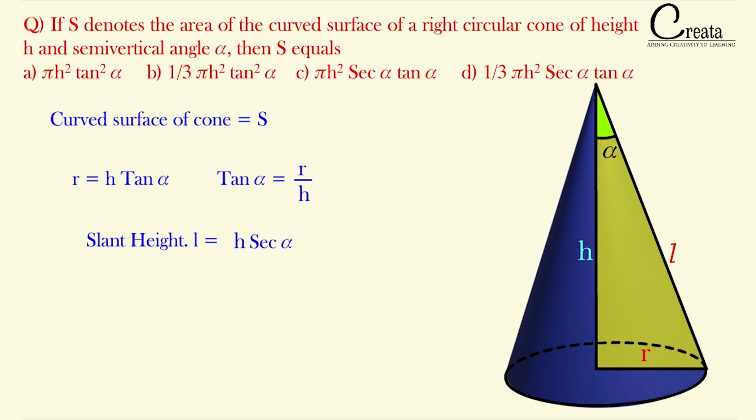And we have to calculate the area of the curved surface, that is capital S, which will be equal to pi r L. So let's put the value of r and L. We got capital S is equal to pi h square sec alpha into tan alpha. That is the answer of the question. Got it? We got the answer of this question.